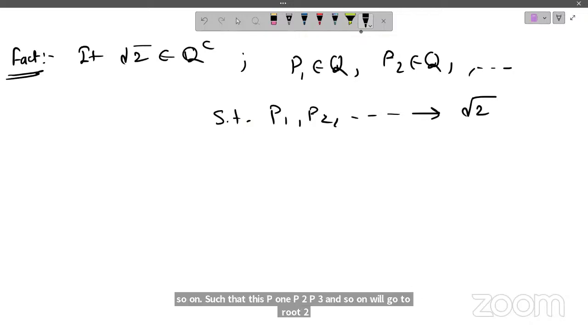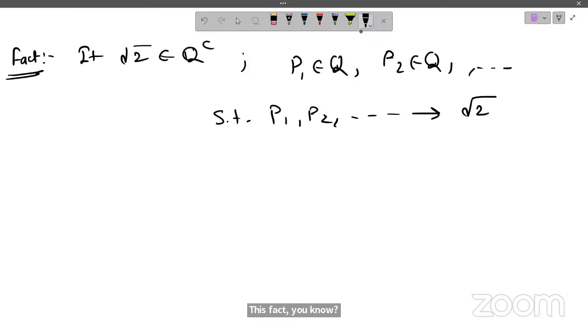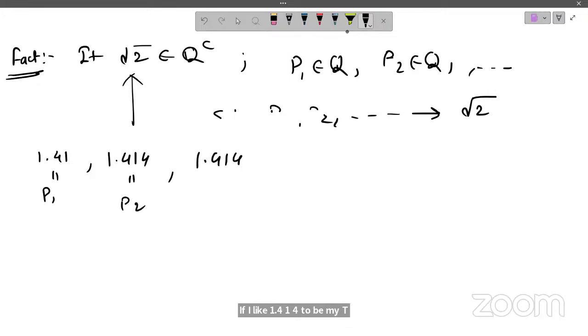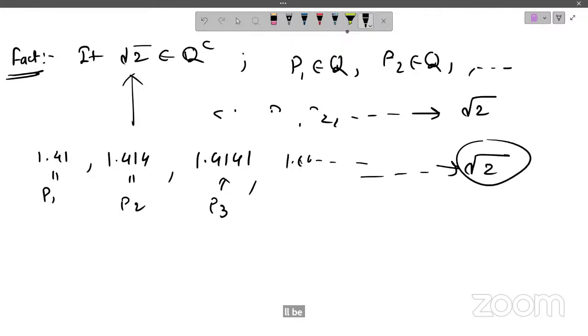That means p1, p2, and so on are nearly equal, right? Suppose I take 1.41 to be my p1, I take 1.414 to be my p2, and 1.4141, this will be p3, 1.4141, and so on, right? So what happened? This sequence will lead to my root 2.